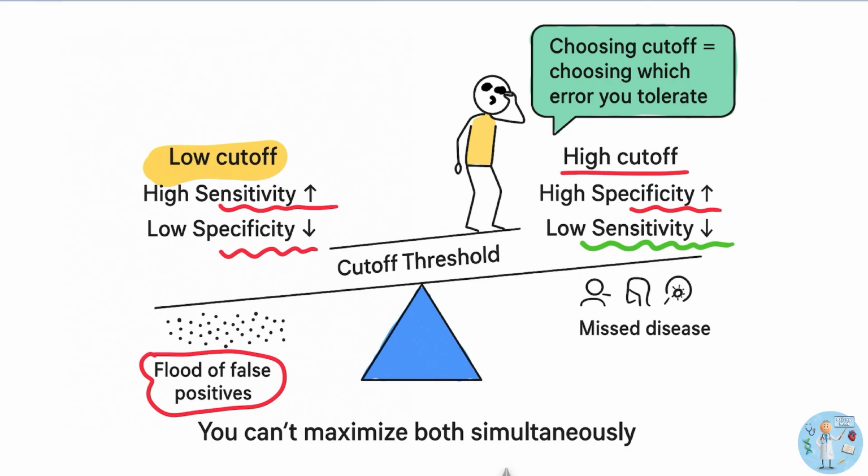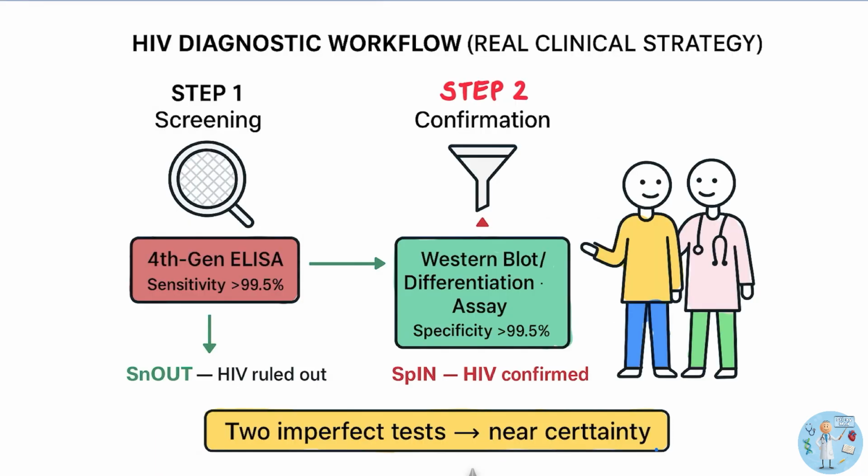So for anyone listening, when you're in a clinical setting, this means that success isn't about finding one perfect test. Not at all. It's about strategically combining two imperfect ones. And the absolute best example of this is the diagnostic workflow for HIV. It's a perfect illustration of SnOUT and SPIN in action. Okay, walk us through it.